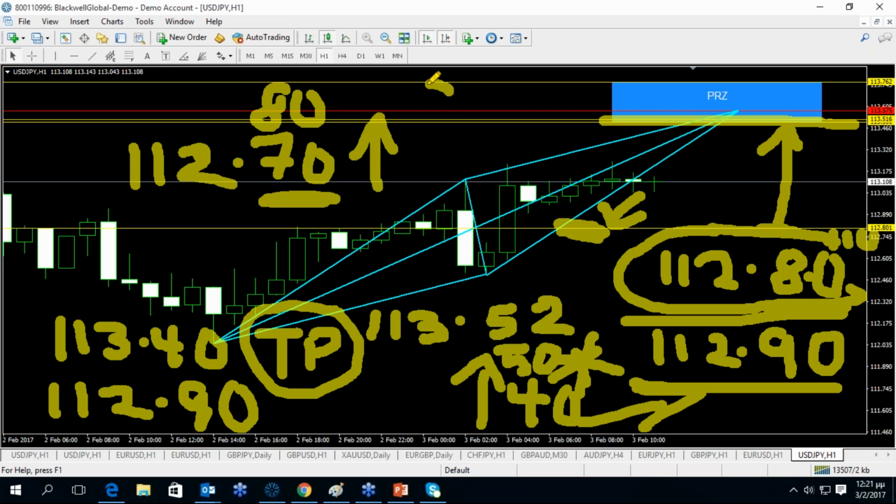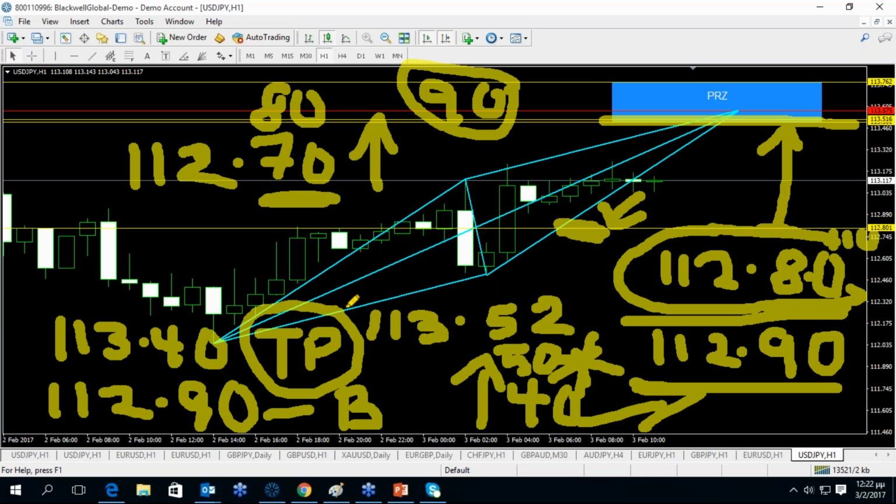It's best to look into 90, because 10 pips above 80. Once it's gone 10 pips above, then you're looking at 90. So 11290 would be a better price to buy, for example, as opposed to 11270. Okay, so that is if the trend looks to be persisting.